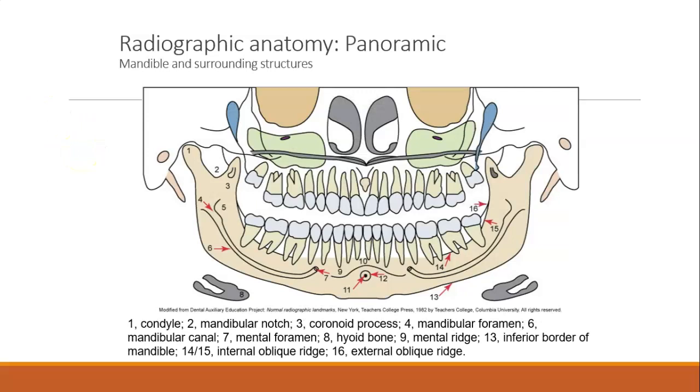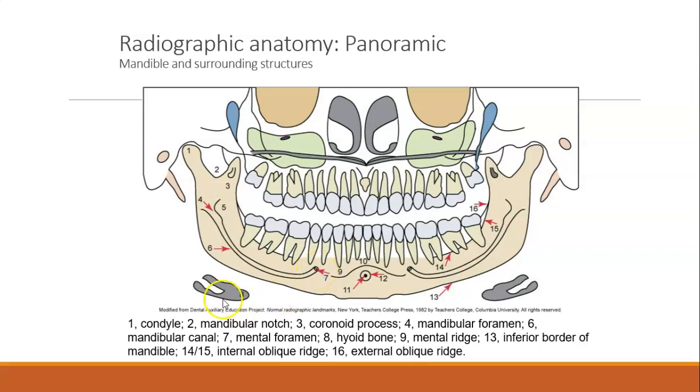Okay, so then let's point out some images of the mandible and the surrounding structures. So here we have the condyle, and we have the mandibular notch. And then this is the coronoid process here. I'm not sure why they don't point that out. Oh, they say 3. Okay, yeah, 3 is the coronoid process. 4 is the mandibular foramen. Sometimes you'll see a little opening or a little hole there. And then we have the mandibular canal through here and the mental foramen.